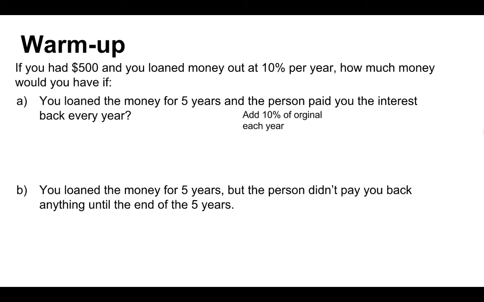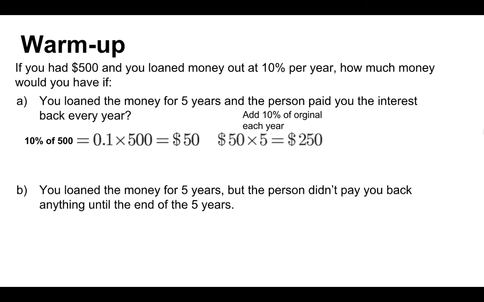So the first one is you're adding 10% each year. 10% of 500 is just $50. So we're adding $50 every year. So we're going to add $250. The money doesn't stay in the account, so it's only $50 every year that you get back. And so you get a total of $750 with the original 500. So the question was, how much money would you have?